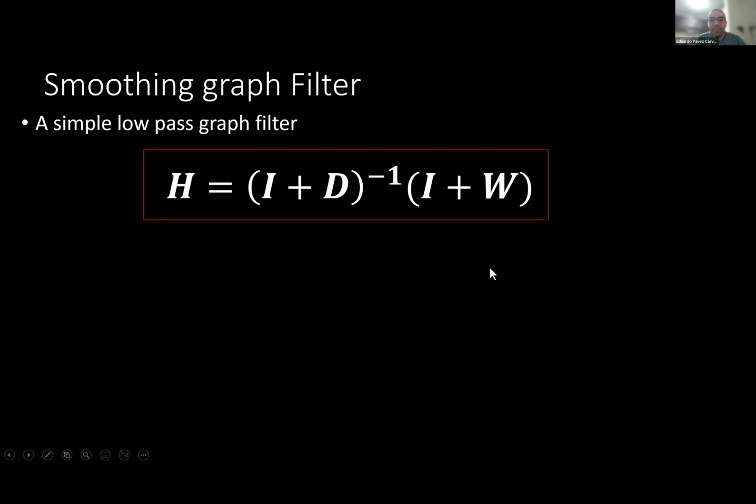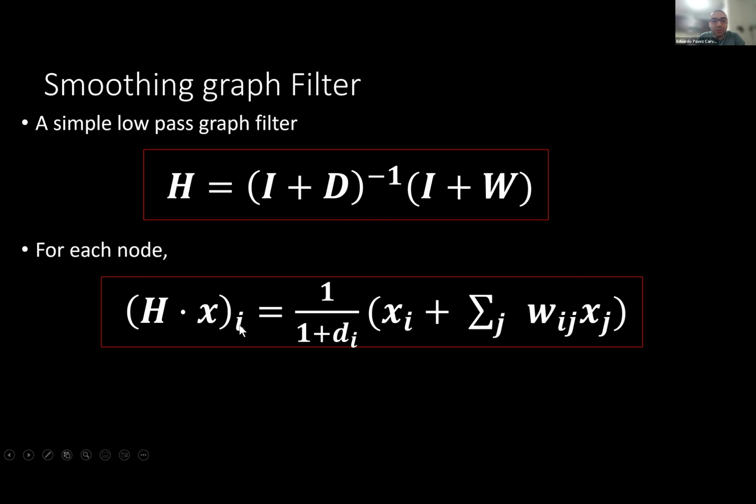As a graph filter, we use a very simple graph filter where W is the weight matrix and D is the degree matrix, but this is for the whole point cloud, or at this resolution at least. And the way that this works is very simple. For each point, you compute the average between the value at that node and the weighted average of the neighbors. And this normalization makes this a convex combination. Of course, it's possible to improve this filter, but this one works very well.